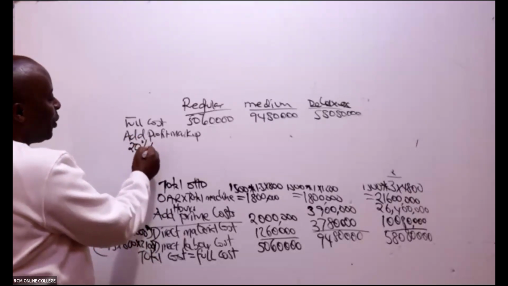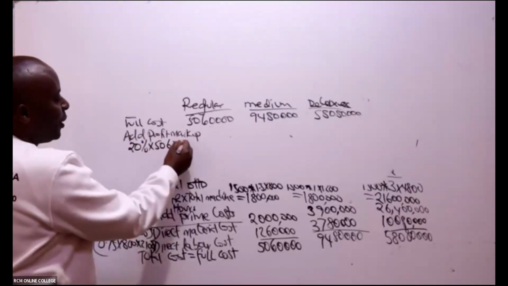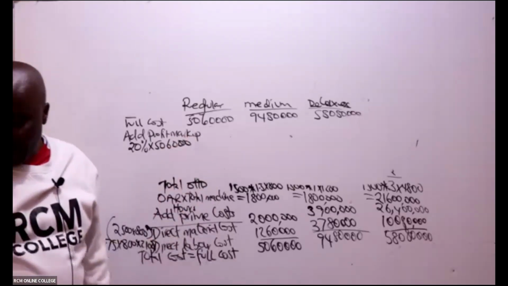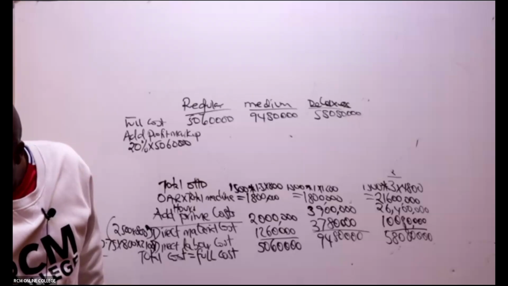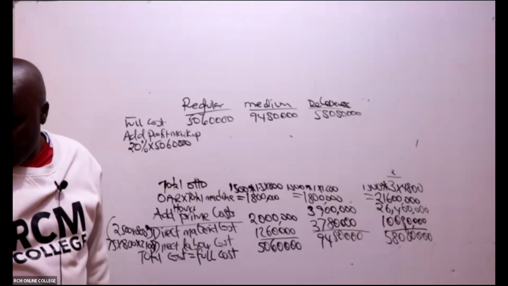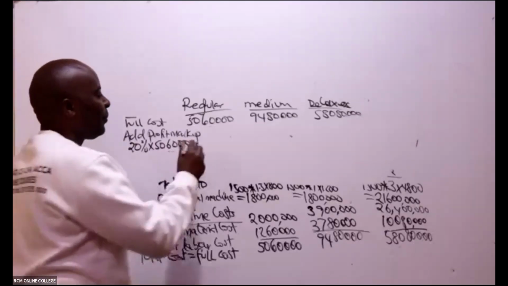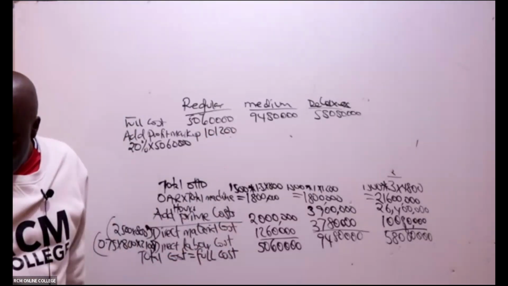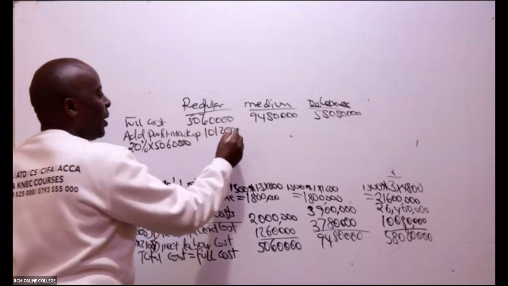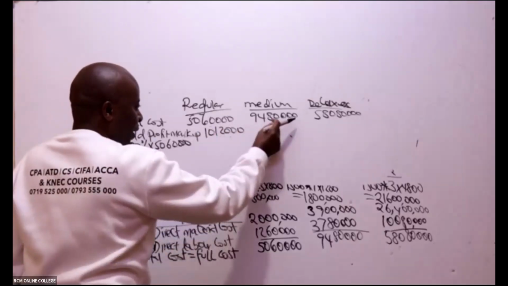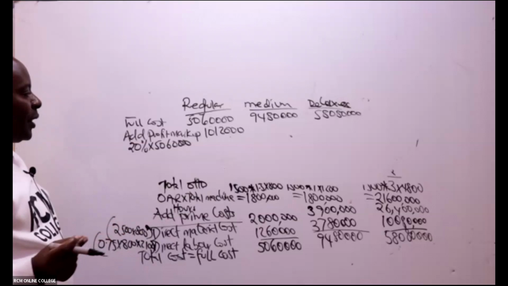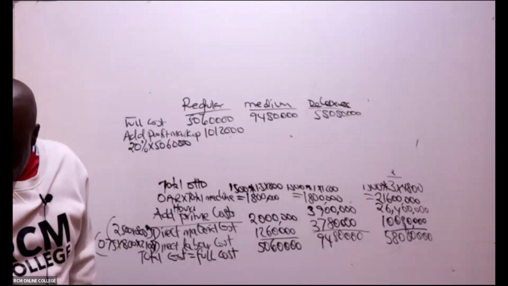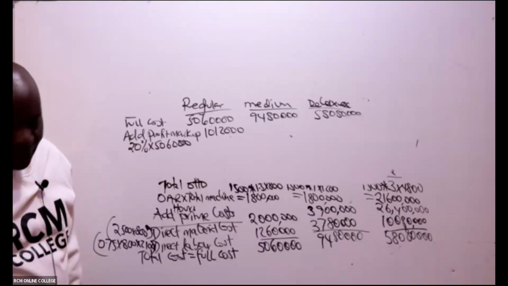So I'll do for the first one. So 20% of 50,000. So is there somebody who is able to give us the profit markup for regular? Thank you so much. You guys are brilliant. 101, 2000. Thank you so much. How about 20% of this 94,80,000? 20% of 94,80,000, 96,000.